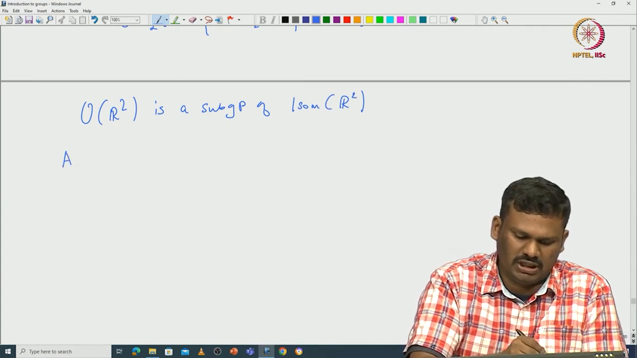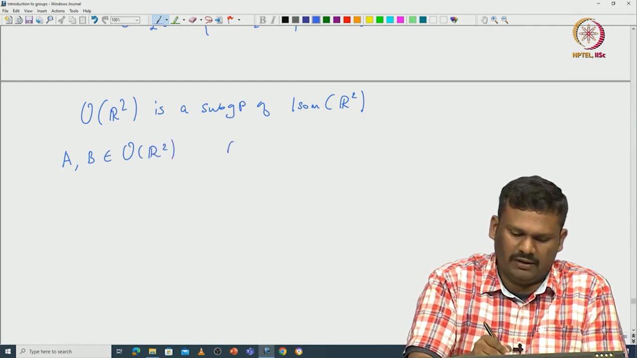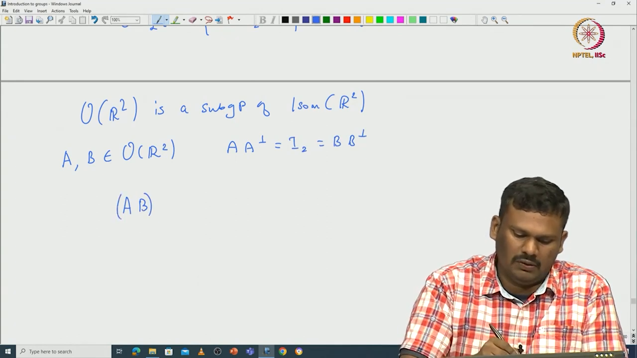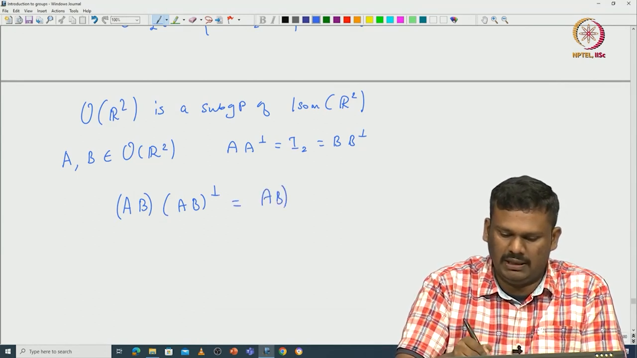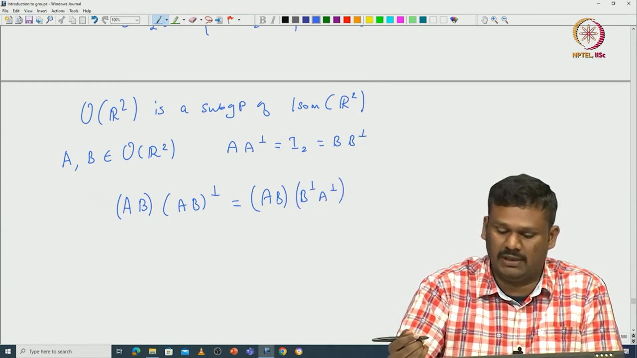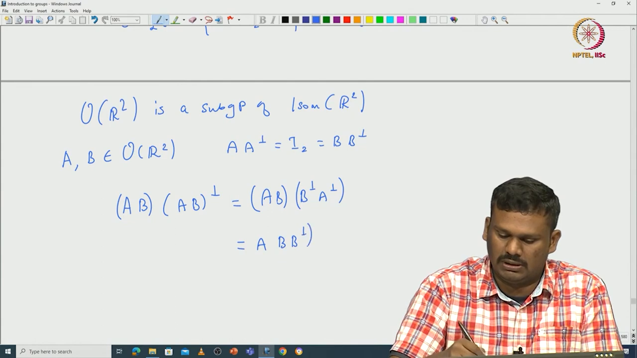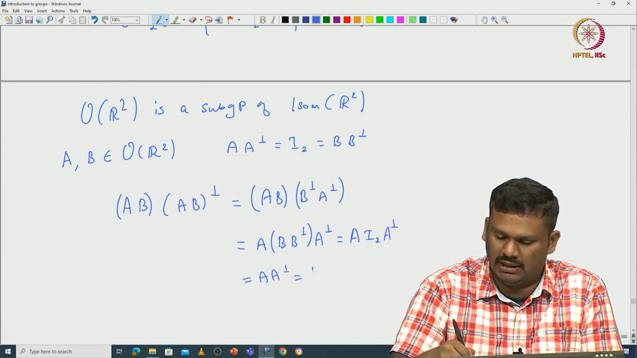Let us check this. For example, we can just check for matrices. You take A, B from O(R2). Then we have the condition that A A transpose is identity and B B transpose is identity. Now, you calculate what happens to AB. We need to calculate AB times (AB) transpose. This is equal to AB times B transpose A transpose, because (AB) transpose is nothing but B transpose times A transpose. If you group them, you get A times B B transpose times A transpose, which is A times identity times A transpose, which is A A transpose, which is identity.